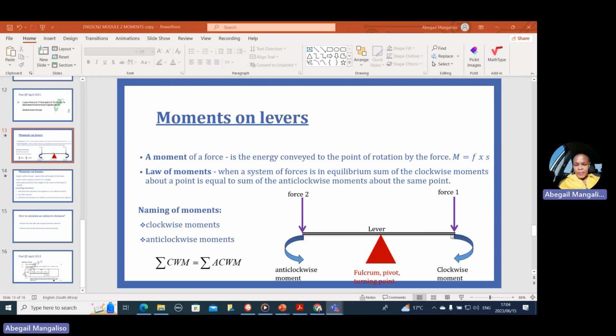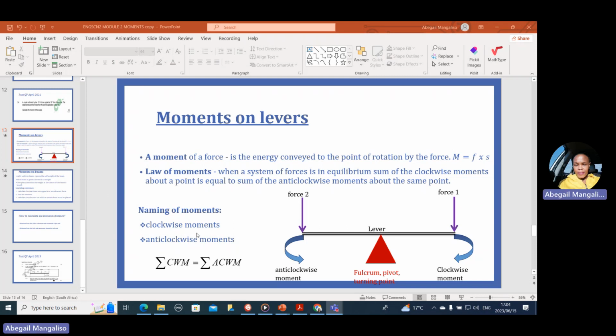If you have a look at this lever. A lever is a rigid bar that is resting on a pivot. So this pivot is called a fulcrum or a turning point, or the support. There is F1, force 1, acting at the right-hand side of that support, and force 2 acting at the left-hand side of the support.